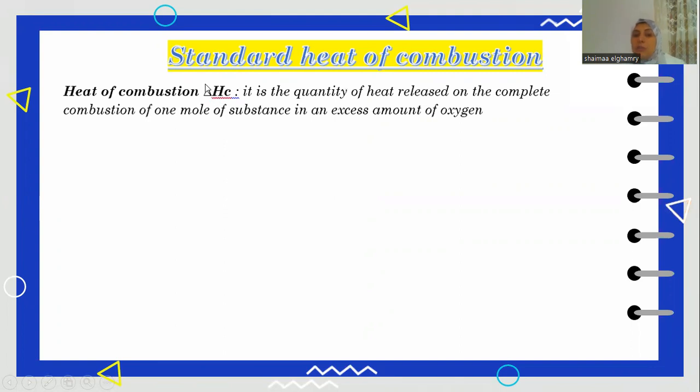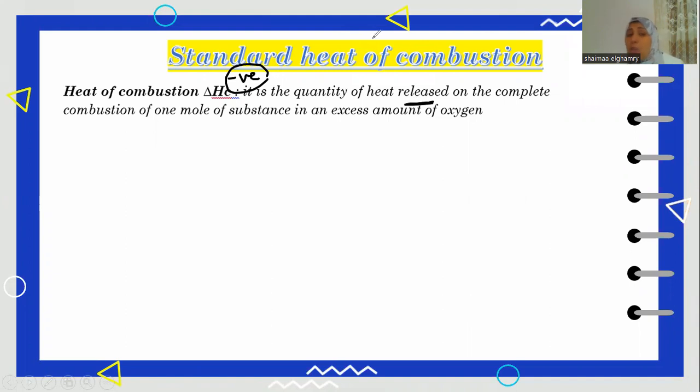The quantity of heat, but usually what? Released on the complete combustion of 1 mole of substance in an excess amount of oxygen. So we can say delta H of combustion usually carries a negative value. Why? Because it represents a released amount of heat due to combustion.